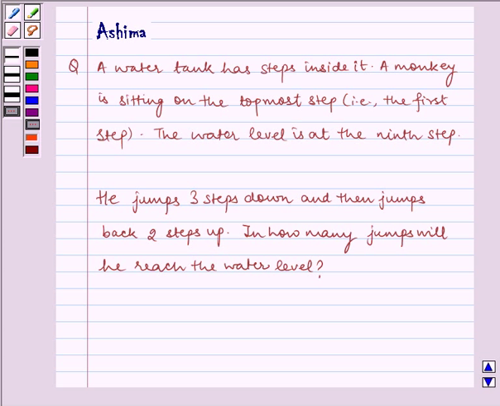Let us understand the following question, which says, a water tank has steps inside it. A monkey is sitting on the topmost step, that is the first step. The water level is at the ninth step. He jumps three steps down and then jumps back two steps up. In how many jumps will he reach the water level?